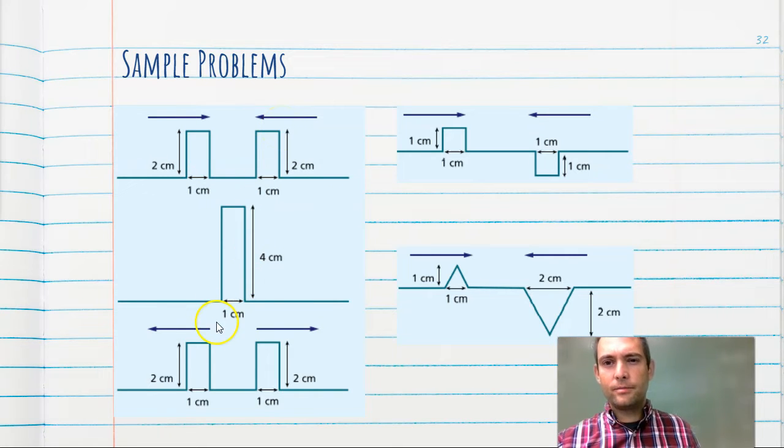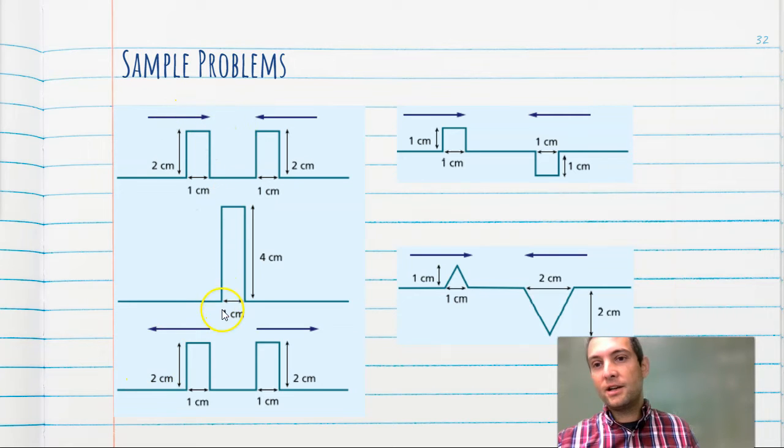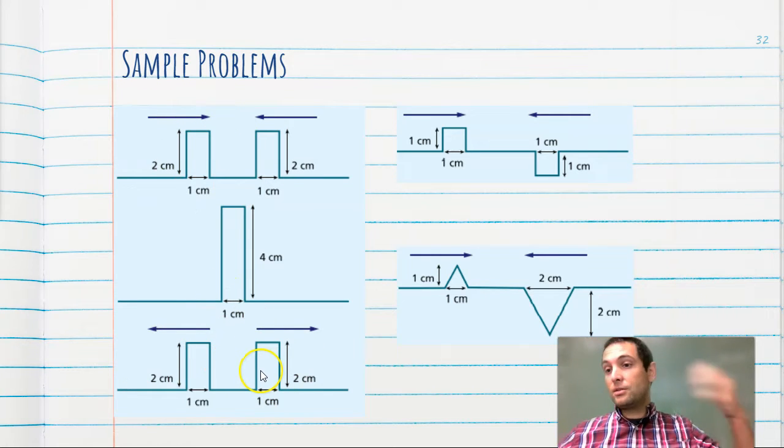After the collision, this wave on the right continues moving and is now on the left, and this wave that started on the left continues moving and is now on the right. So they just pass right through each other.